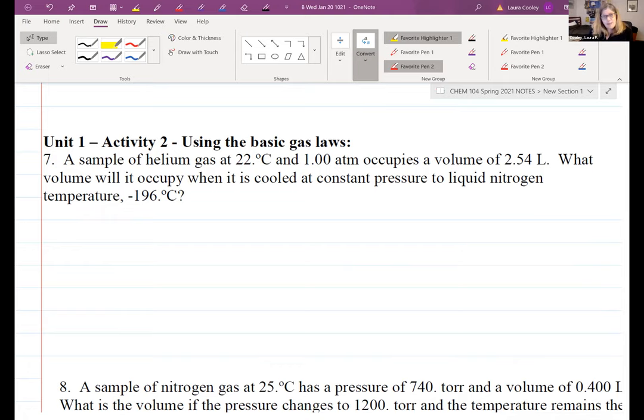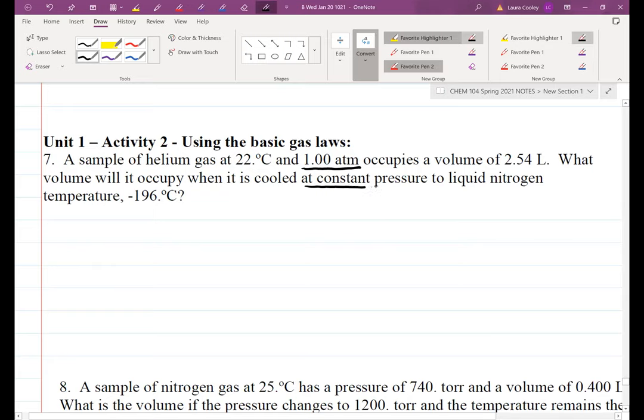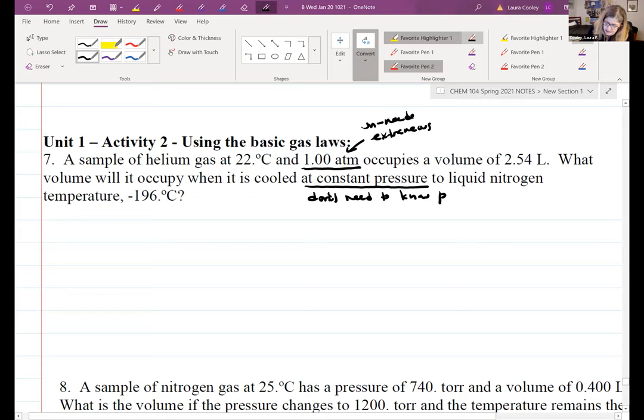Because yes, this happens sometimes. It gives you something that you actually don't need to know in this problem. So that's like a variant. Because you notice it says at constant pressure, right? Okay. So since it's at constant pressure, you don't really need to know the pressure. So this is extraneous. This is unneeded.